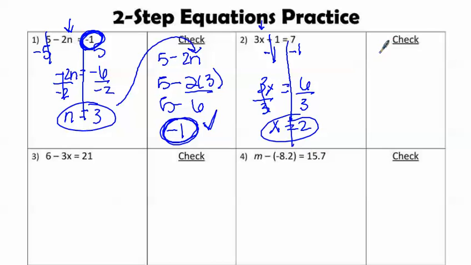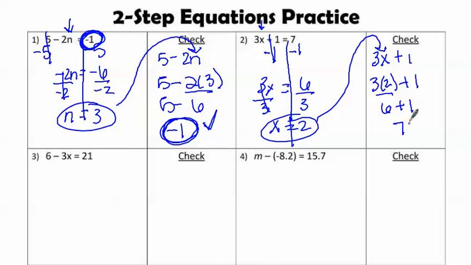Again, always check your answer by writing the original problem in this column. Then substitute what you got as x into x. Order of operations states I multiply first. I got 7, which is the same as the other side of my equal sign.